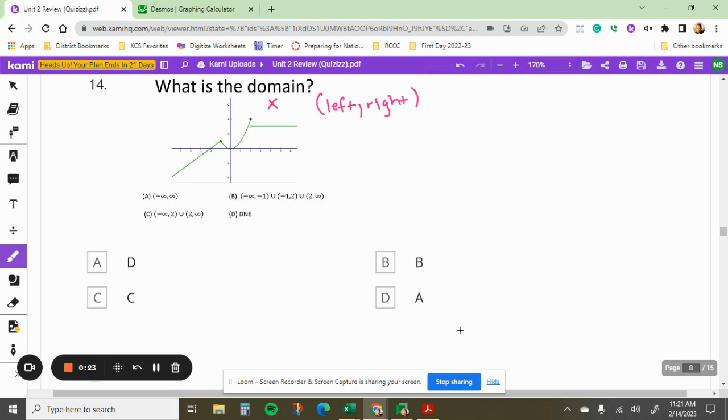So, how far left does it go? Does it go forever in that direction? How far right does it go? Does it stop? Does it go forever in that direction? Are there any gaps or any spaces where the x just does not exist on that graph?